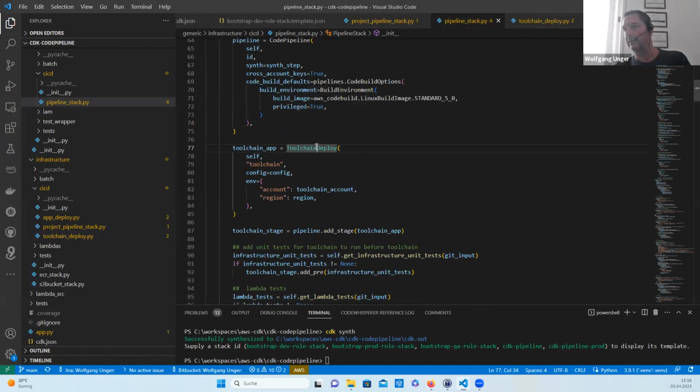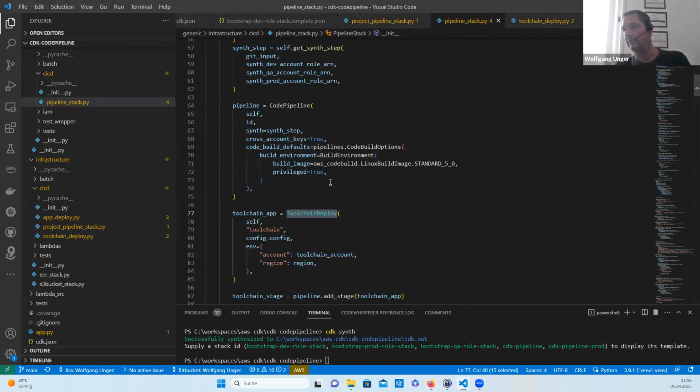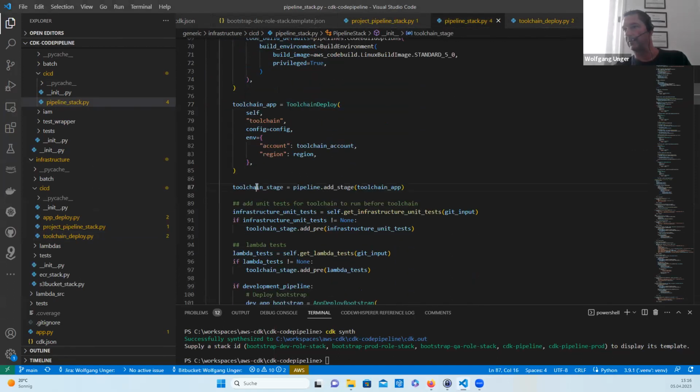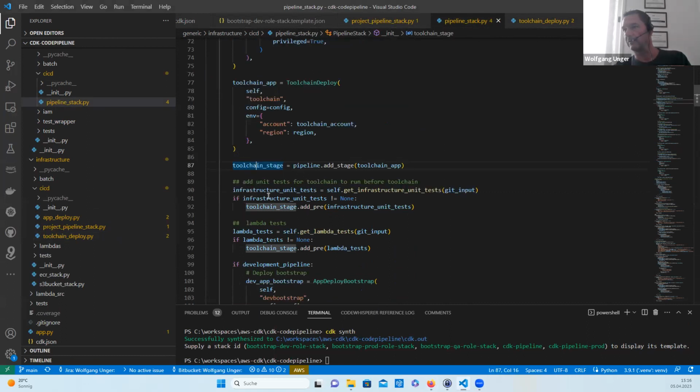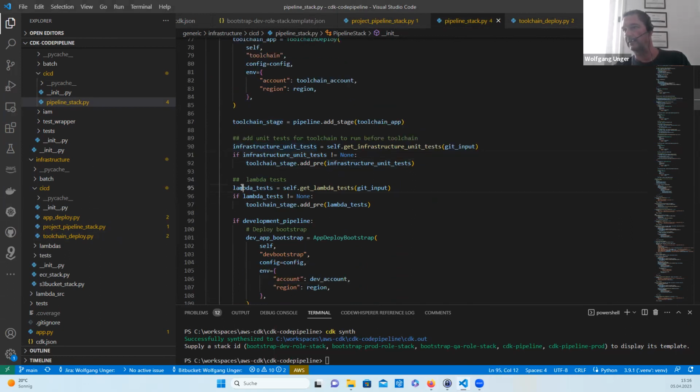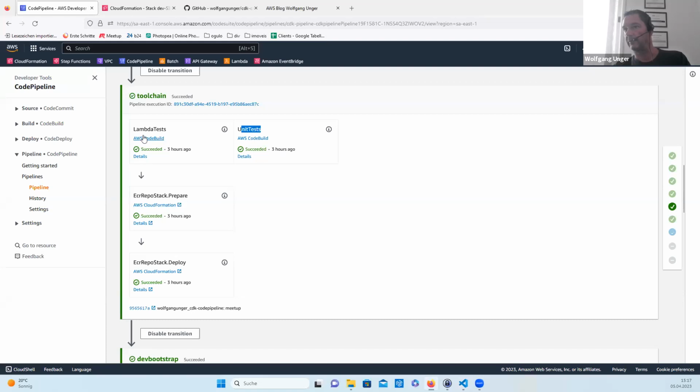So you can not only add your stages here in the pipeline, but once you have added the toolchain stage, you can also, for example, add tests to these stages. For example, here is infrastructure unit test, and here's Lambda tests. They can be added to this toolchain stage. That's why you find here on the toolchain these two test units.